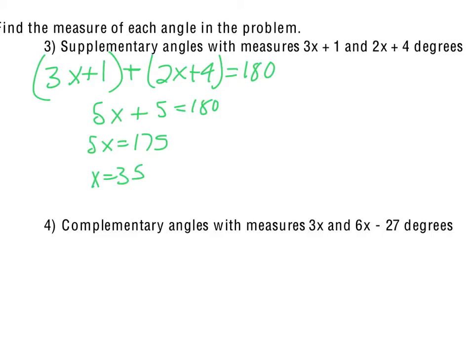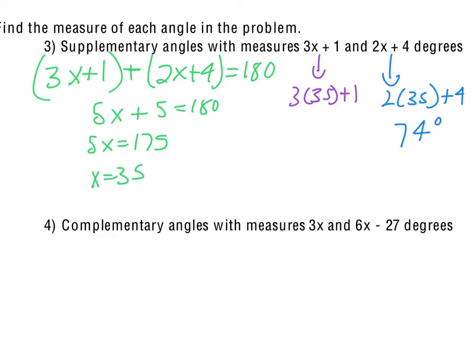Now again, the value of x is not the answer. We need to use that x value in order to find the measure of those angles. So for example, here we would do 3 times 35 plus 1, and then here we would do 2 times 35 plus 4. So let's say we get one angle is, sorry, not 79, 74 degrees, and the other is 106 degrees. So again, they add up to 180.